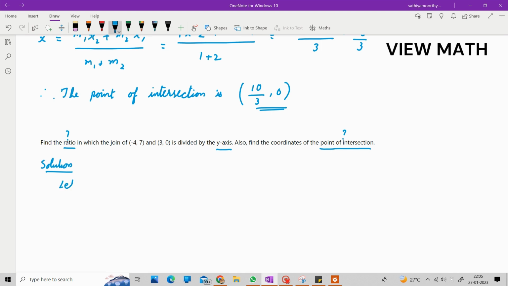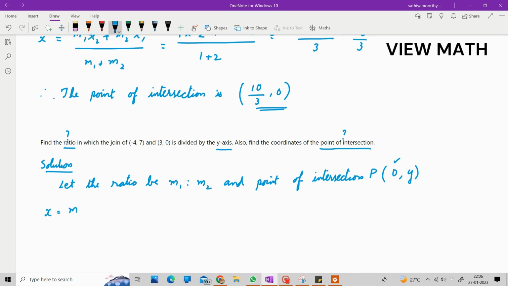Let the ratio be m1 is to m2 and the point of intersection P. Here P lies on the y-axis. Any point on the y-axis has x coordinate 0, y. So we need to find the y value. Now I know the value of x is 0, so with that I am going to proceed.